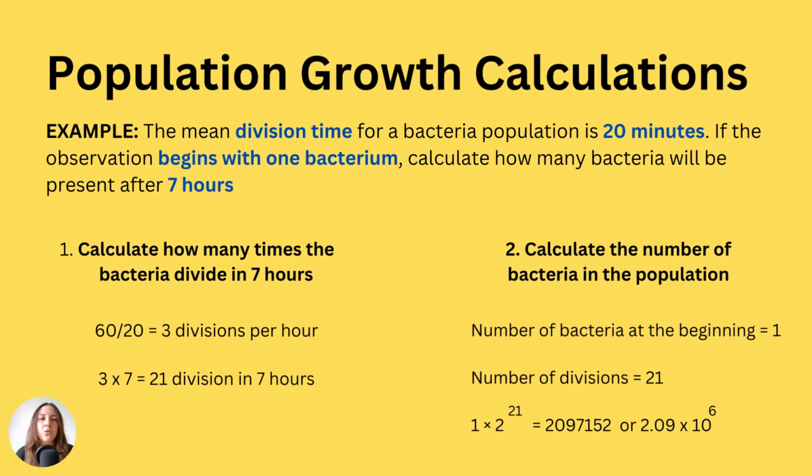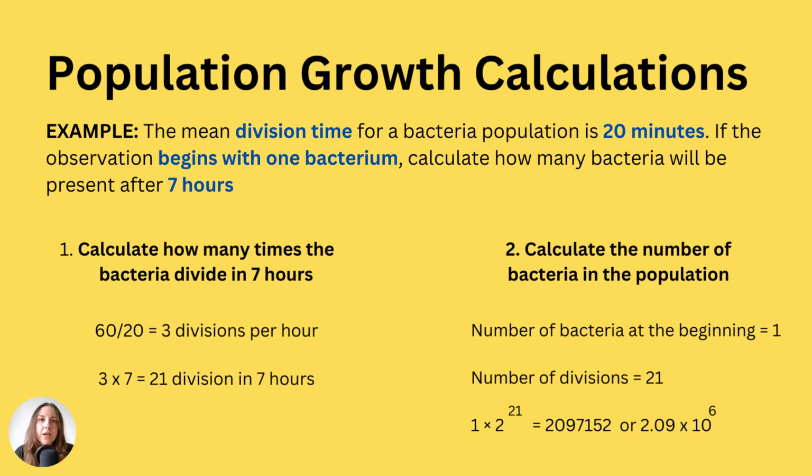So once you've done this, you also might be asked in the exam to calculate population growth. So let's run through this now. We have an example. It says the mean division time for a bacteria population is 20 minutes. If the observations begin with one bacterium, calculate how many bacteria will be present after 7 hours.